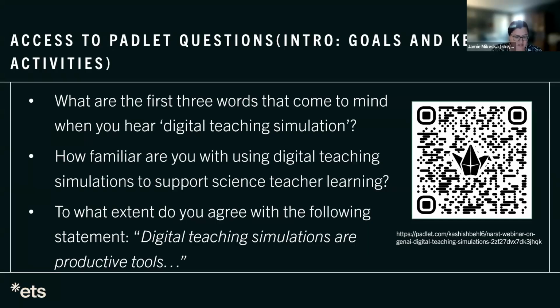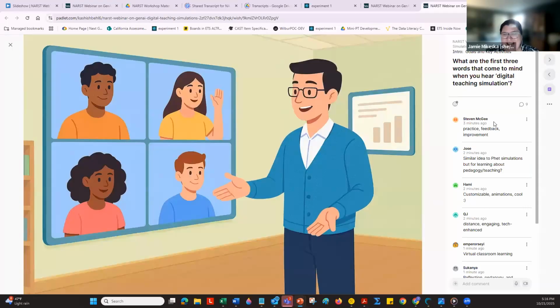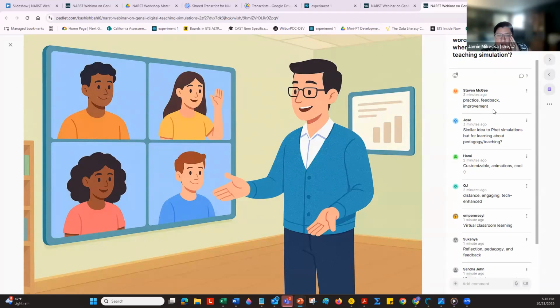Okay, Tricia, let's go ahead and go to the first question so we can take a look at folks' responses about what you thought about the first three words that come to mind when you hear the term digital teaching simulation. I already saw one person said cool, but we have folks who talked about practice, feedback, and improvement, similar to the FAT simulations, but learning about pedagogy, teaching.